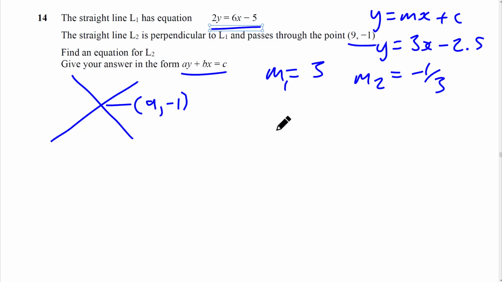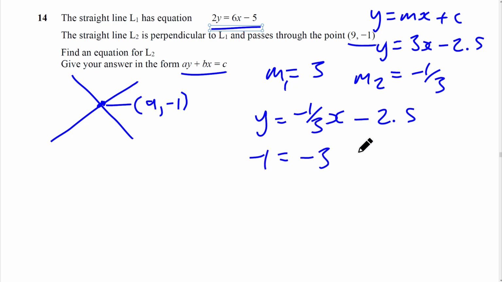So let's substitute that into y equals mx plus c. So we're going to get y equals minus 1 over 3 x minus 2.5. We have this coordinate 9 and minus 1 here. Let's sub that in. So minus 1 is going to equal 9 times minus a third, which is minus 3.